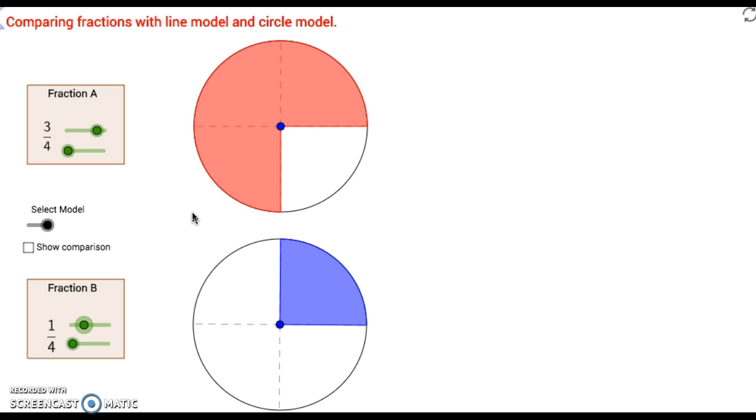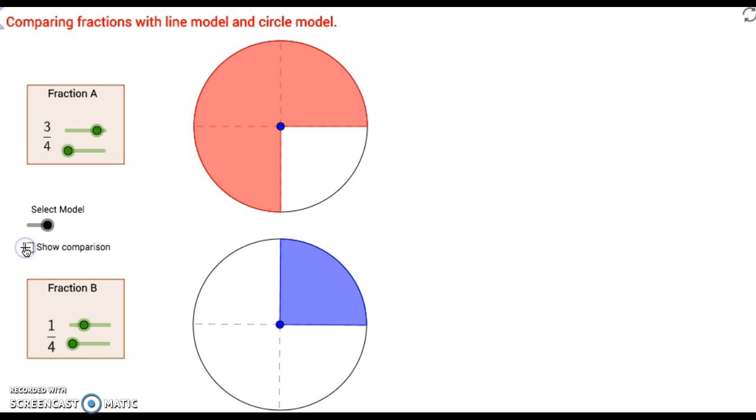Let's pretend we are looking at two pizzas. Each of them is cut into fourths, noticing that the denominators are the same in each of the fractions. Here I have 3/4 and 1/4. Each of the pizzas has been cut exactly the same, and the pieces are the exact same size. If you were looking at the colored area of the pizzas, which of the two pizzas has more eaten out of it?